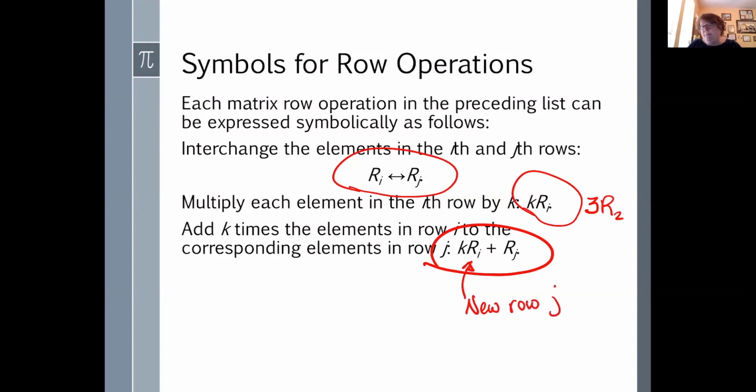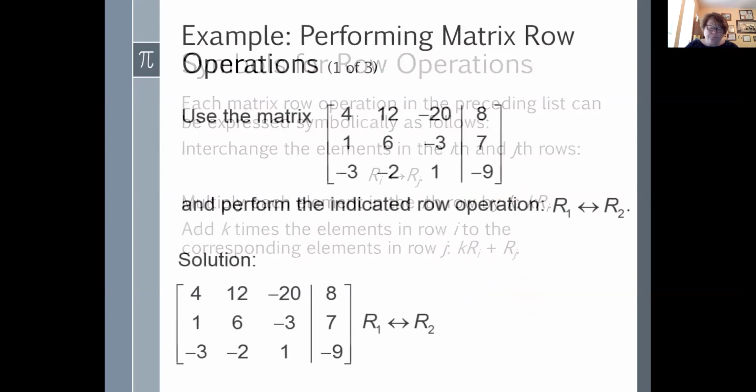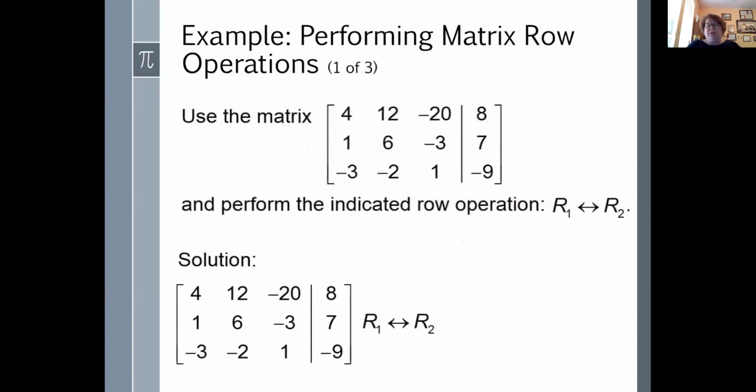Okay, so let's practice. Let's just do a couple of problems using row operations. You've got a couple of problems in MyMathLab using row operations, and then we'll get to those calculators. Okay, so use the matrix 4, 12, minus 28, 1, 6, minus 3, 7, -3, -2, 1, -9, and let's do the indicated row operation.